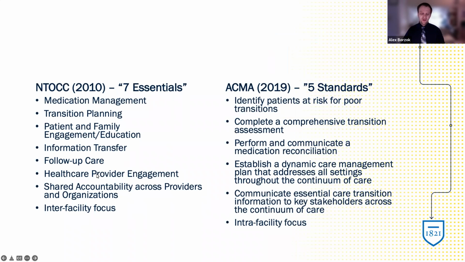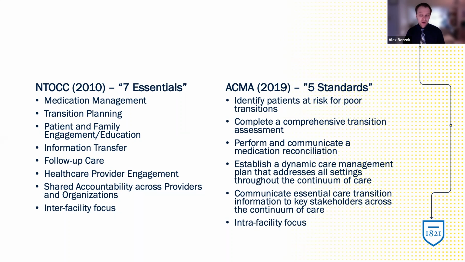There are 2 different lines of thought when it comes to transitions of care programs. The first one was done in 2010 by the National Transitions of Care Commission, or the NTOC. And they came up with the 7 essentials of what needs to be included or what needs to be considered when developing or evaluating a transitions of care program, or just general transitions of care going from one facility, one setting to another setting or facility.